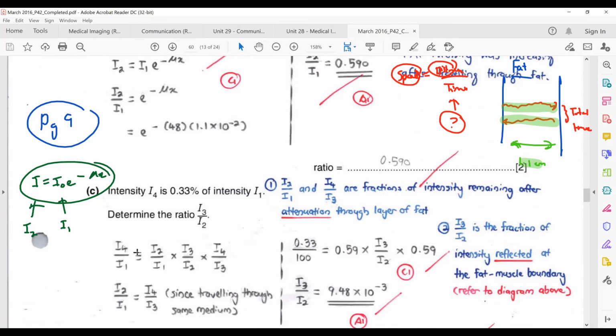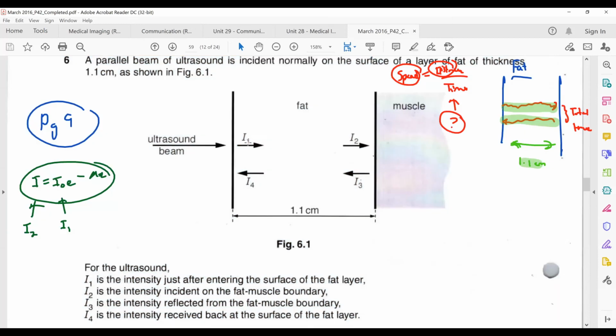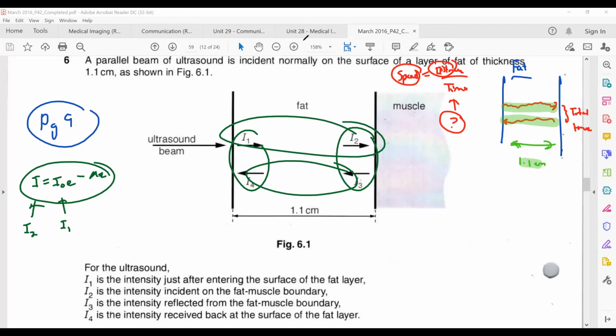Now, for your case here, you can actually make out some sort of expression where I4 to I1 is like this. I4 to I1 will be I4 to I3 multiplied by I3 to I2 multiplied by I2 to I1. Okay, that is one way in which you can get some sort of useful ratio here.